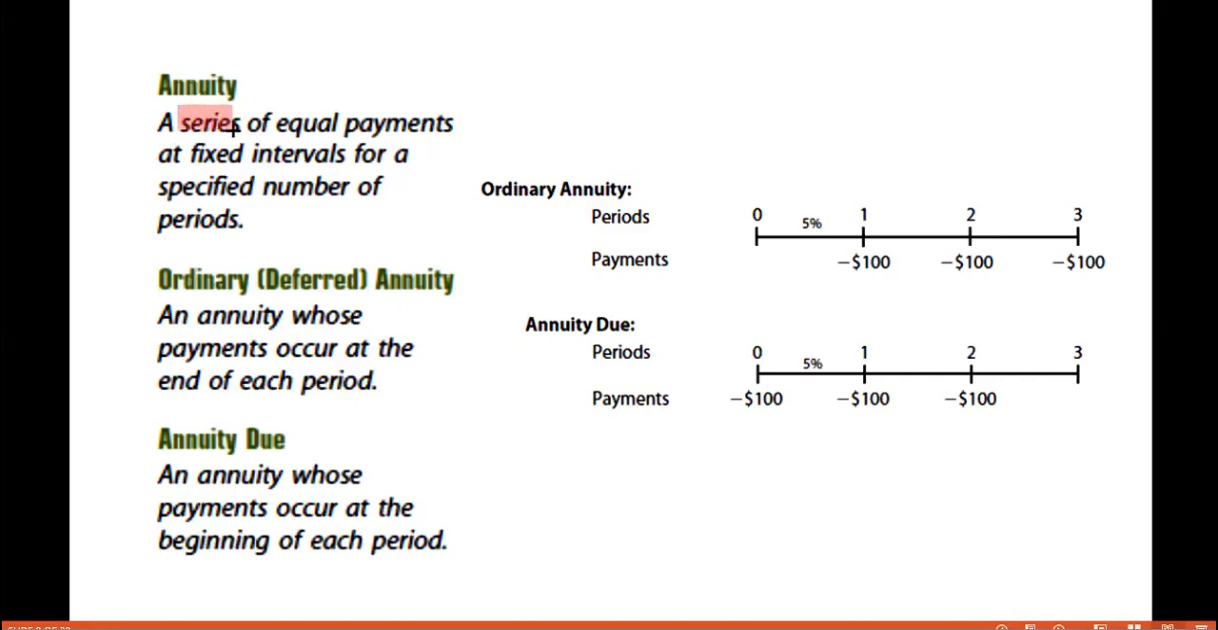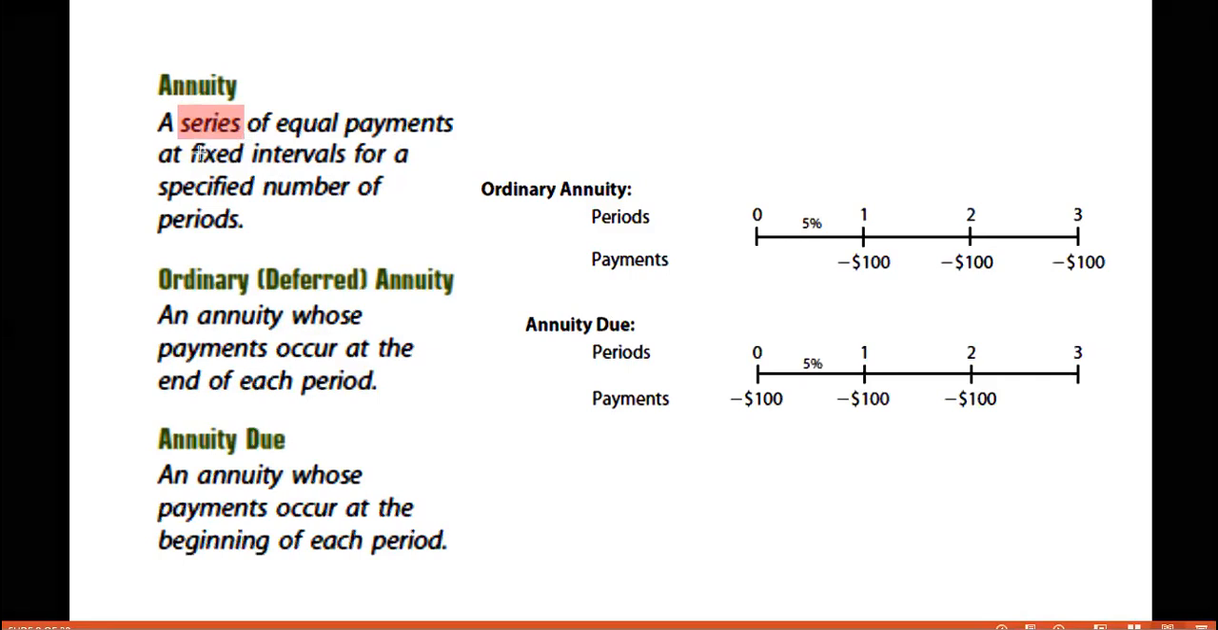First of all, there should be a series of payments, meaning this includes more than one payment. Second, it is equal-amount payments, meaning each payment is equal. Like if one payment is $100, then the second payment should also be $100. The third payment is also $100.